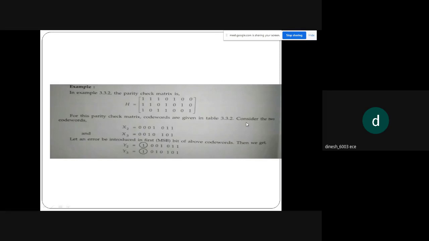Now in the question, I assume that the first MSB bit is in error. So we introduce errors in the first MSB bits of X2 and X3. If there are errors, we should write the non-zero element in that place. So for Y2, we can write the non-zero element as 1, the remaining as it is.